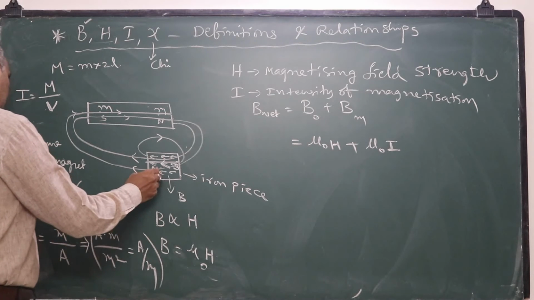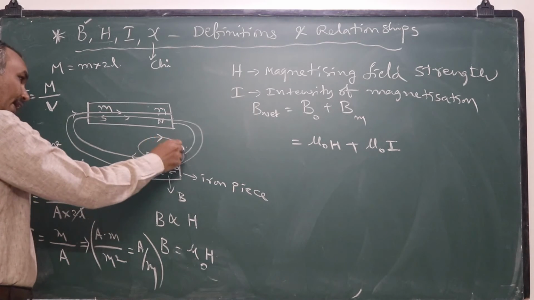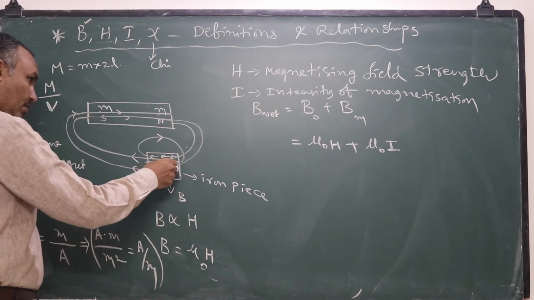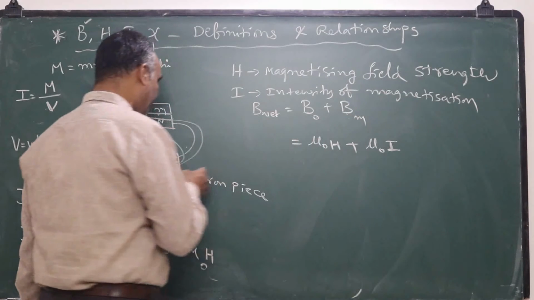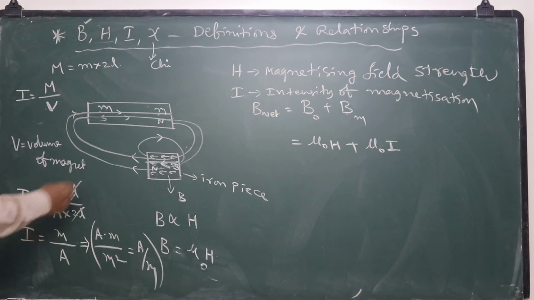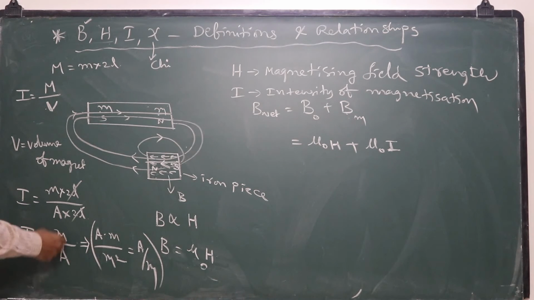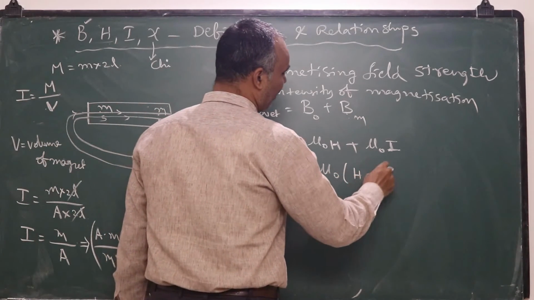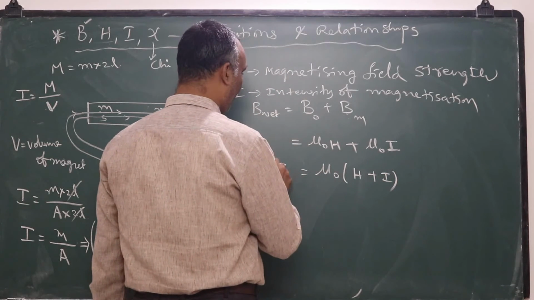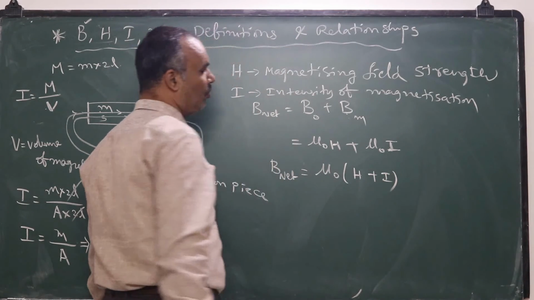So here its own magnetic field is creating some induction. How much magnetic field it can give is given by intensity of magnetization. Intensity of magnetization is defined by magnetic moment per unit volume or pole strength per unit area of cross section. Now if you combine these two, mu naught into H plus I is the net magnetic induction.